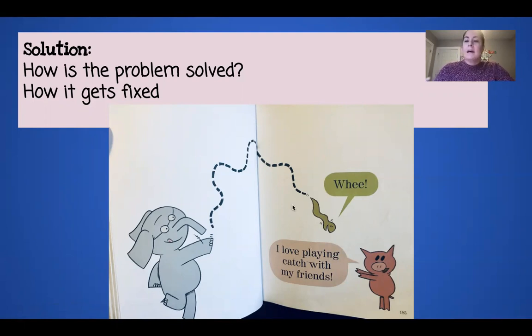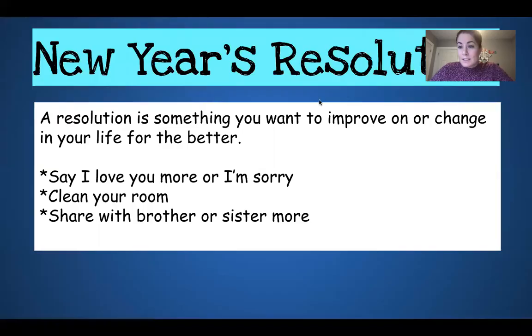So most stories, I'm not going to say every story is a problem, but most stories have a problem and it's fixed by the characters, or over time they realize it wasn't that big of a deal. Okay. So in our next story that we're going to read, first, I'm going to tell you though, the story that we're going to read, if you can see me right here, it's called Squirrel's New Year's Resolution.